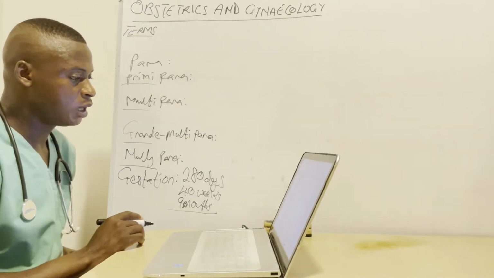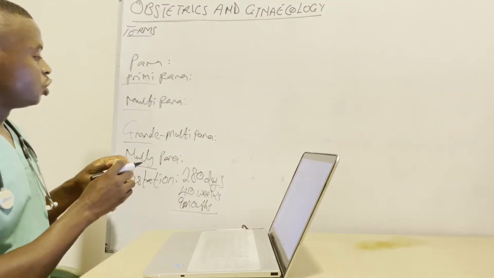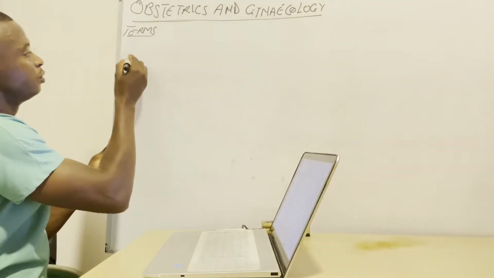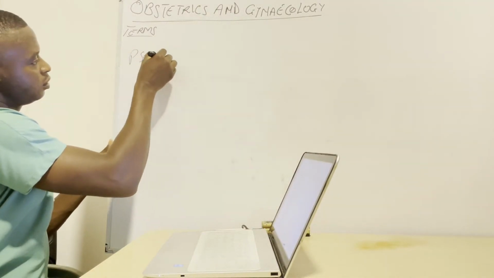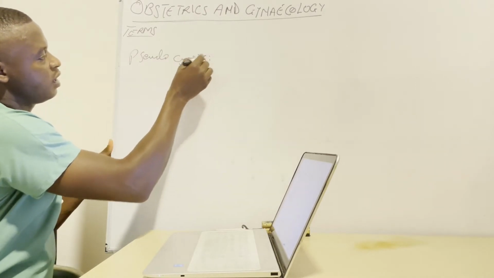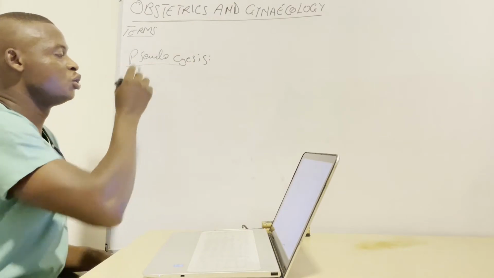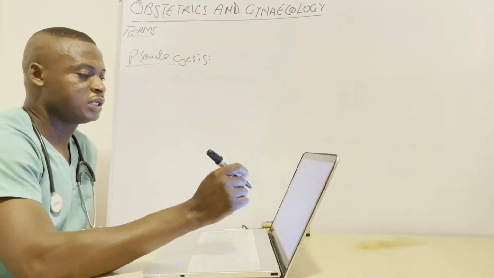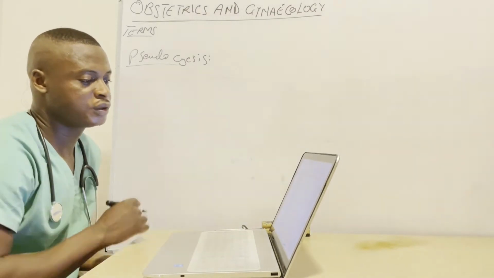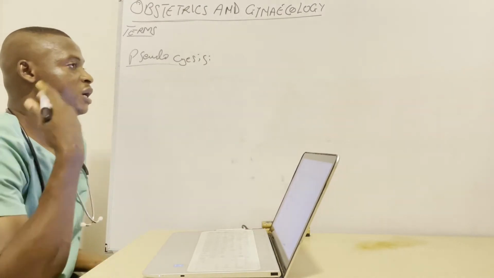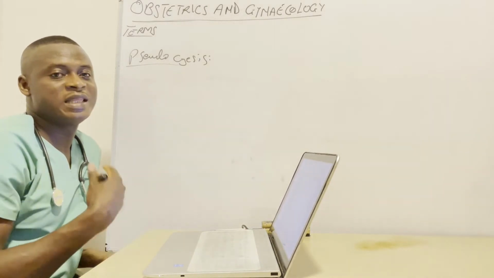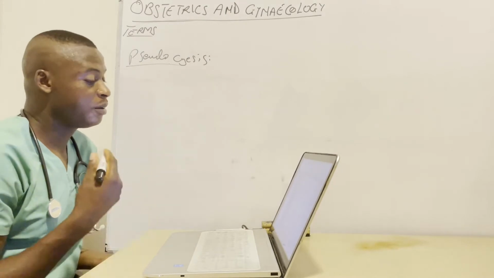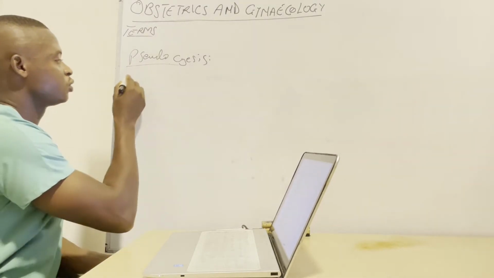Okay, now let's look at what we call pseudocyesis. Pseudo. We all know what pseudo is. We have just read about cyesis. So cyesis is pregnancy. So pseudo means false. So false pregnancy. Now, this is a psychological disorder in which a woman has a false but fixed belief that she is pregnant. So it's a psychological disorder whereby the woman thinks she's pregnant, no matter how you try to explain to her that you are not pregnant, madam, you are not pregnant, please go home. She says, no, I am pregnant. So that is pseudocyesis.